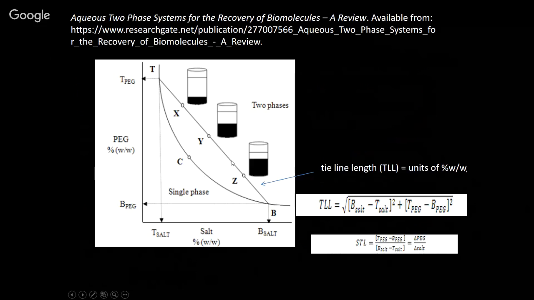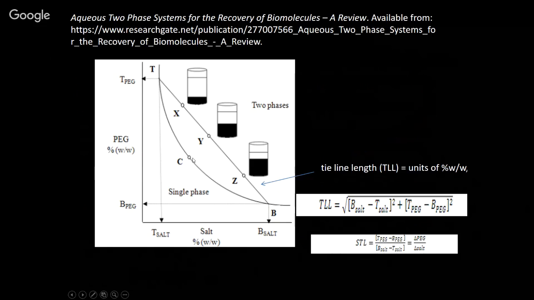If you keep bringing the tie line closer, at one point there is no difference in the concentration of the salt and the PEG in the top and the bottom phase, and that's called the critical point.